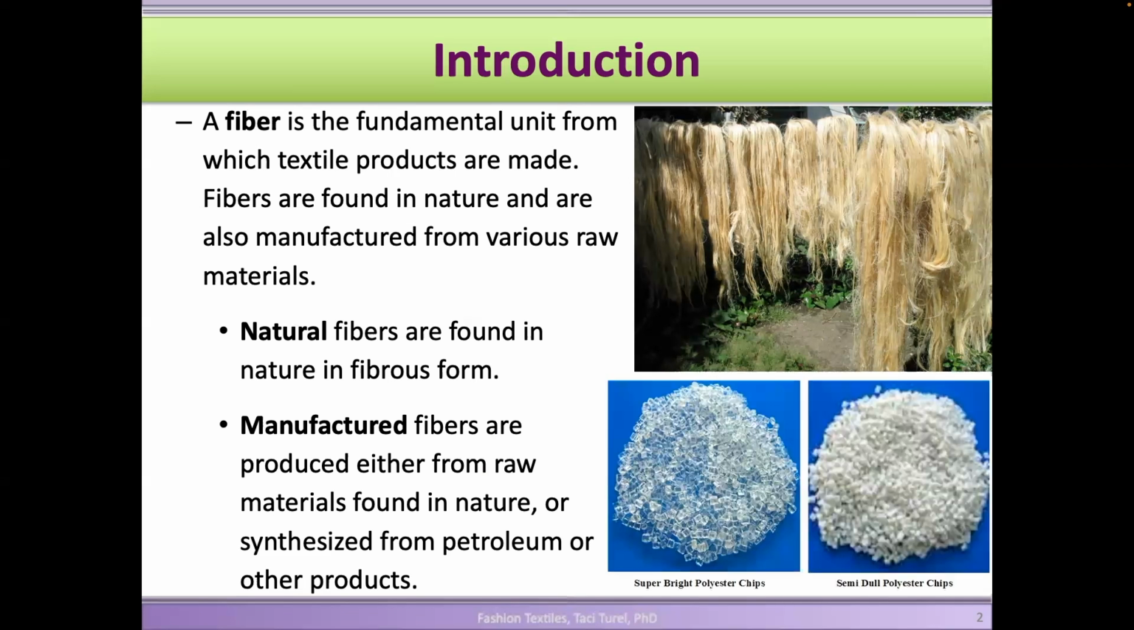And there are also manufactured fibers. Those are produced from either raw materials found in nature, or we synthesize them from petroleum or other byproducts. And synthetic fibers or manufactured fibers generally look more like chips like this. For example, these are polyester chips that we use to make fibers, yarns, and fabrics.